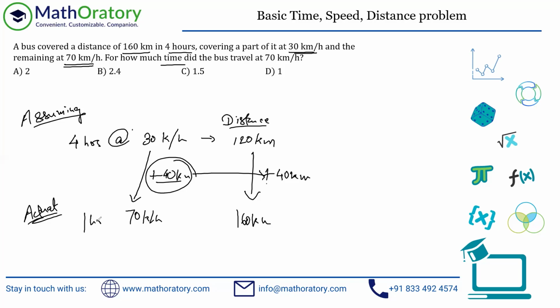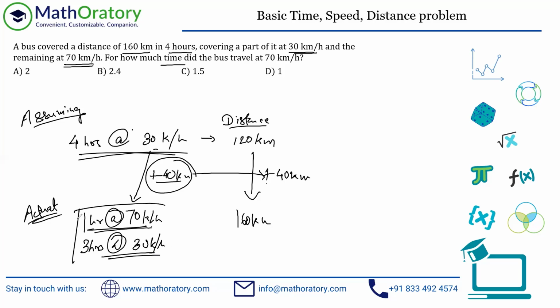So the bus must have covered 1 hour at this speed and the remaining 3 hours at the other. Remember that initially we assumed that the entire 4 hours the bus traveled at 30 kilometers per hour. So if the 1 hour we are changing to 70 kilometers per hour, the remaining 3 hours we are still traveling at a speed of 30 kilometers per hour, right? Now you can verify if you want.